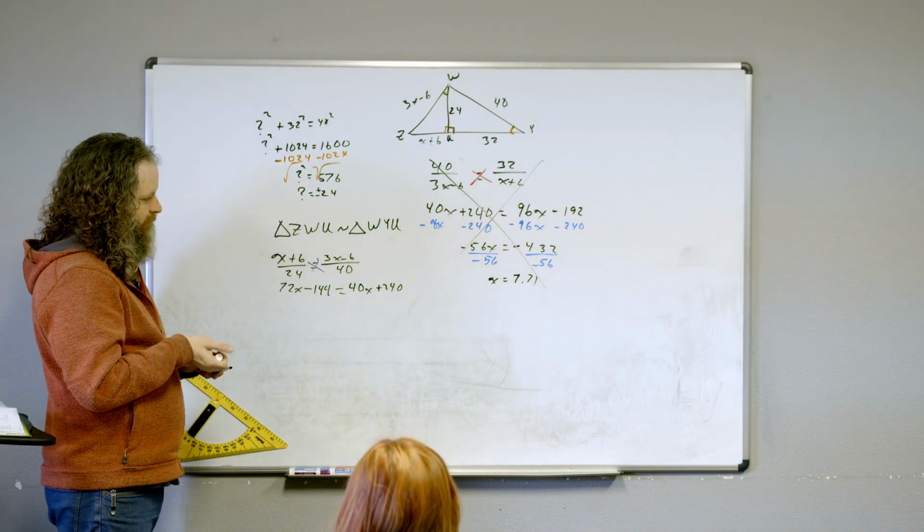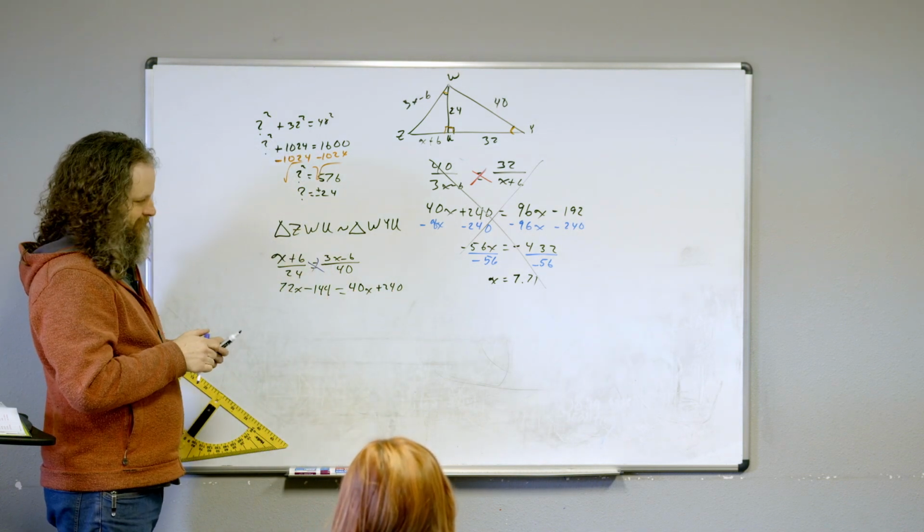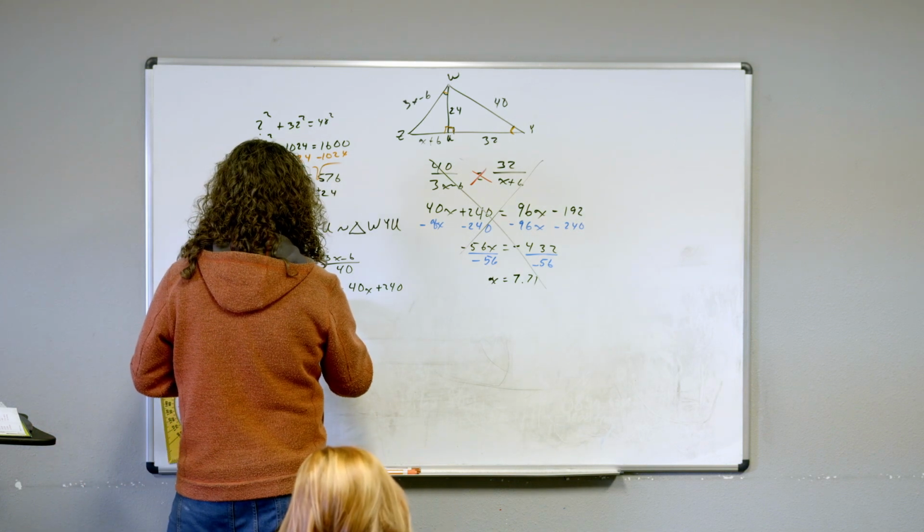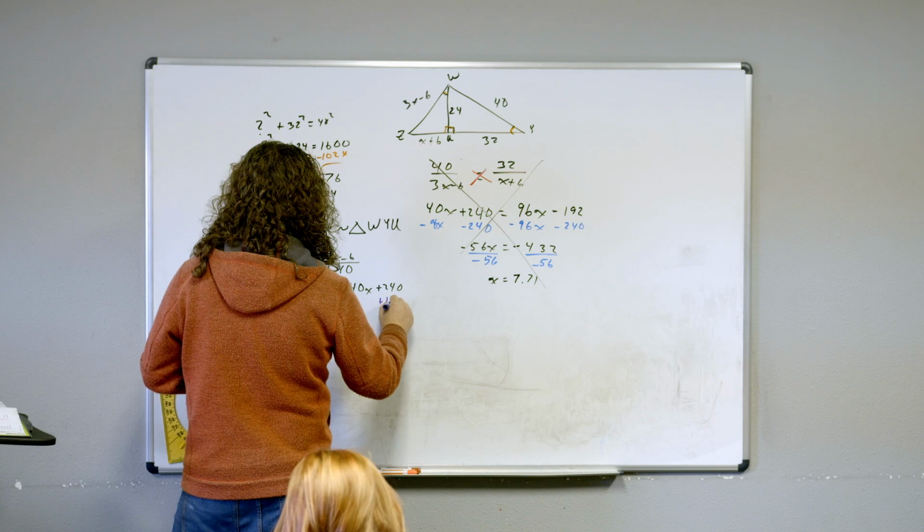Now what? Subtract 40x and add 144. 32x equals 384.